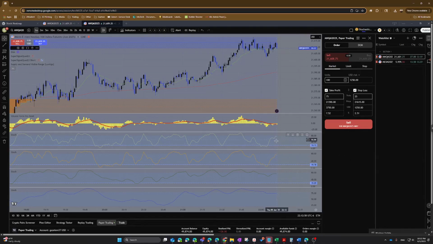Sorry, I'm trying to see. This has started to come up. It didn't quite crest over that 20 mark, but it's thinking about it. And it's following this 20 EMA into that supply zone. I wonder if a short is coming here.